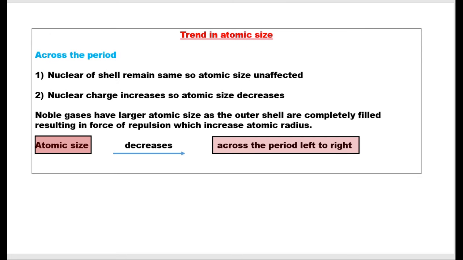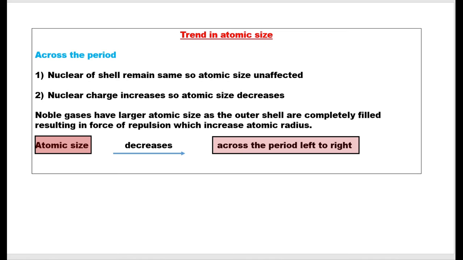Let us first discuss the atomic size trend across the period. It's very simple, very easy, nothing to mug up. You just need to understand the concept. You will be able to write out the reason-based questions which come from this portion. If you are clear with the factors, you will be able to solve any difficult question which comes. However, no such difficult questions have been asked from this portion yet.